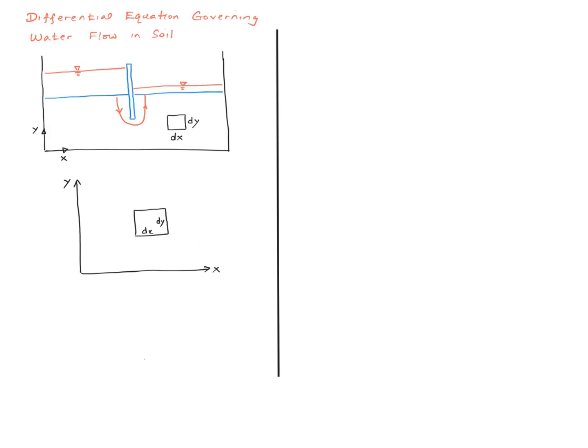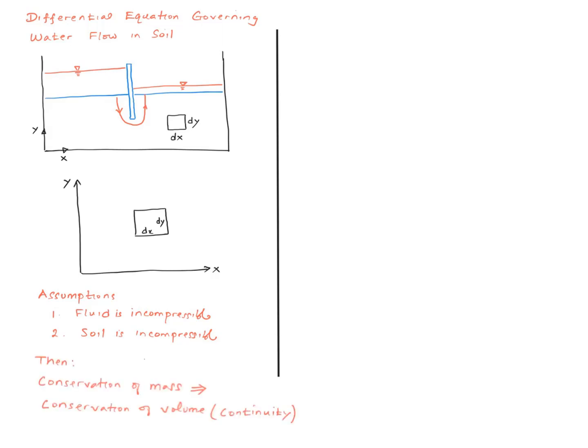The fundamental principle that we are going to use here to derive the equation is the conservation of mass. We are going to assume that the fluid is incompressible, which is a very good assumption for a fluid like water. We are also going to assume that the soil is incompressible. Usually seepage doesn't cause any compressibility of soil, and therefore this is a good assumption too. So because of these assumptions, the conservation of mass simply becomes conservation of volume, or more commonly called the continuity equation.